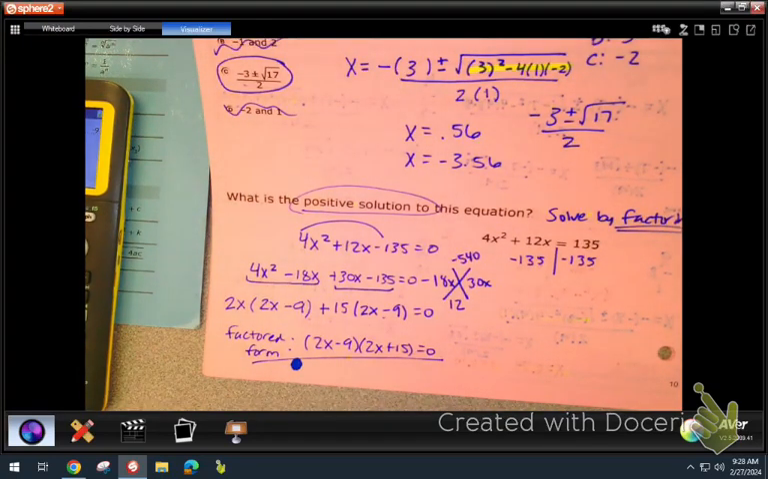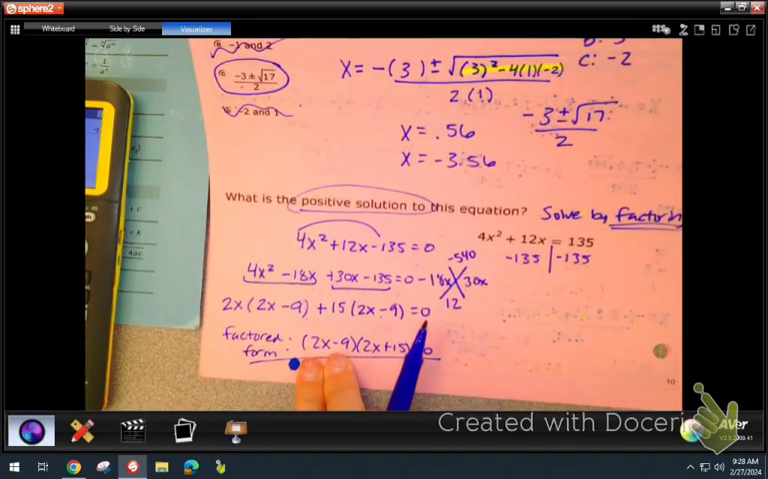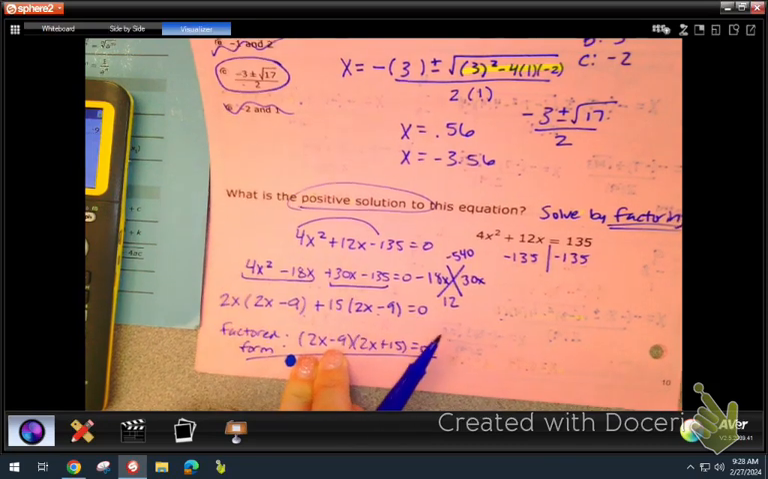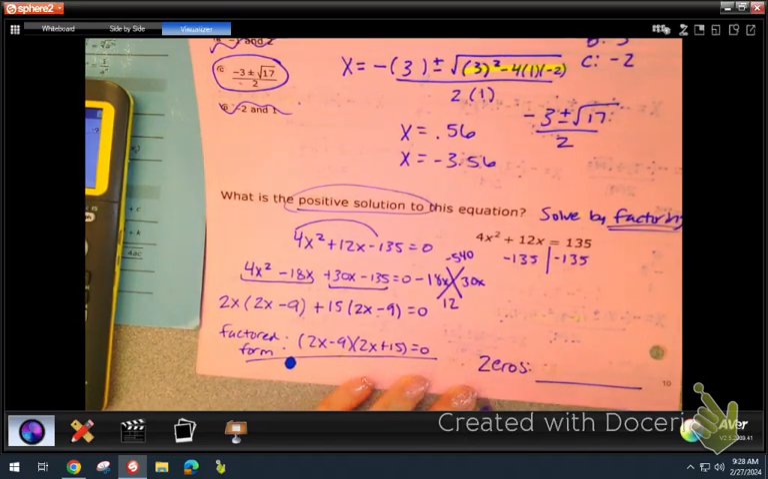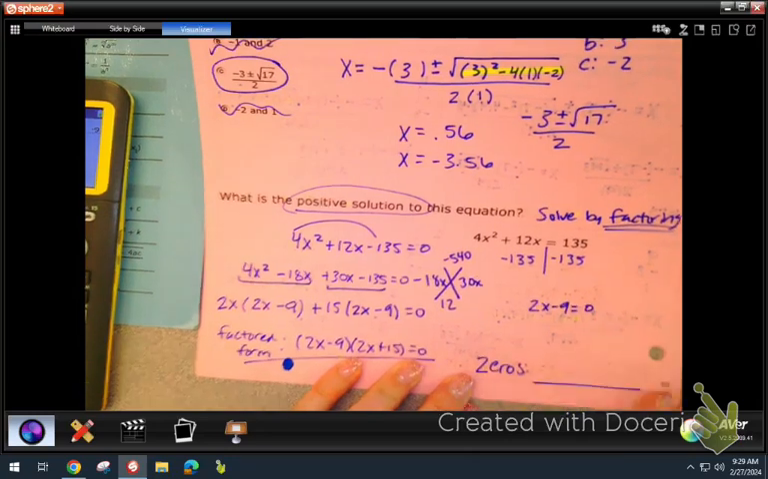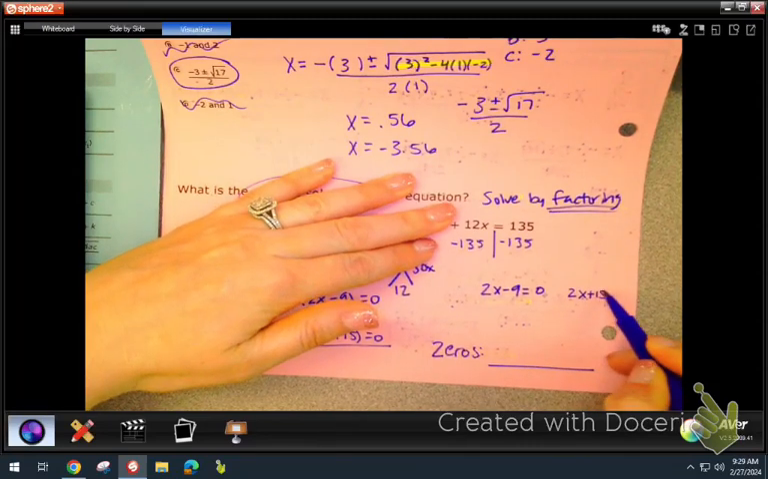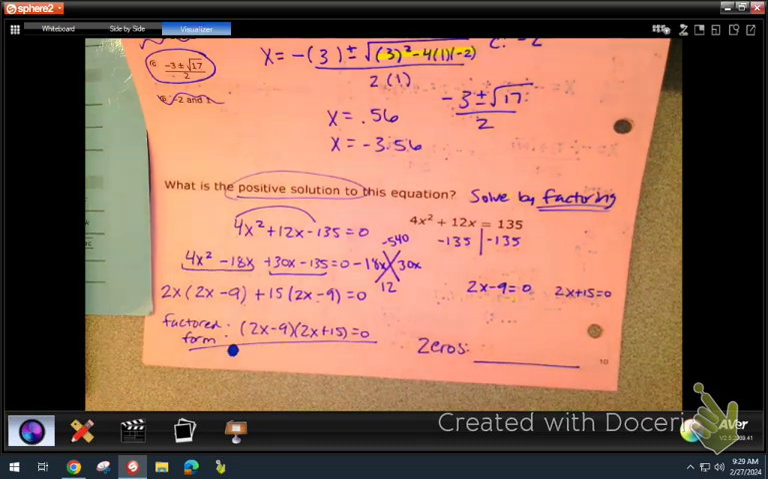Or zeros? No. Because then you have to do the thing with the x. I think what you're trying to verbalize is that you take each of your factors and set them equal to 0 and solve for x. So here's your factored form, and then we want to get our actual zeros. We take our two factors: 2x minus 9 equals 0, and the other one is 2x plus 15 equals 0. Now we have to solve for x. This is the actual solving part. That's the only thing that's really new in solving by factoring, because y'all factored for a while.